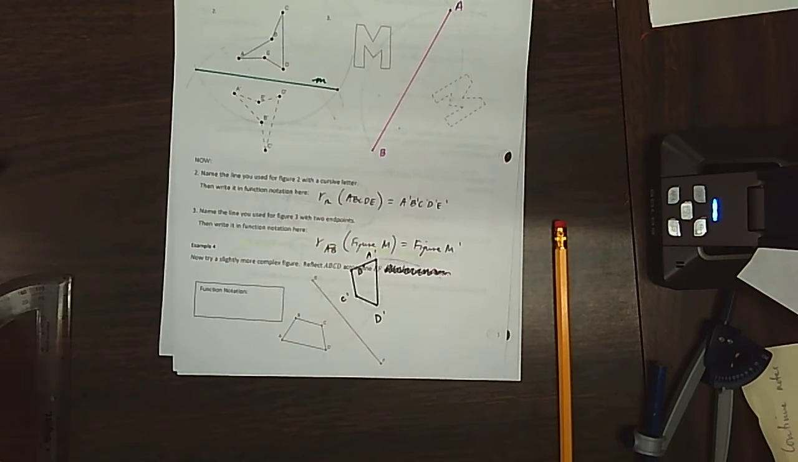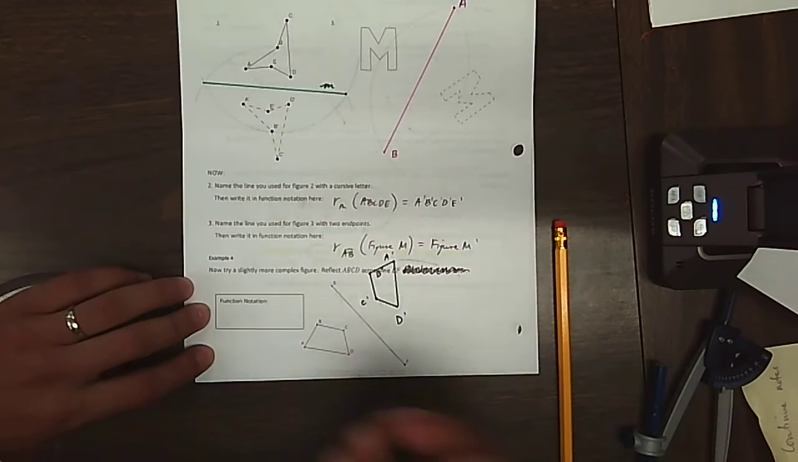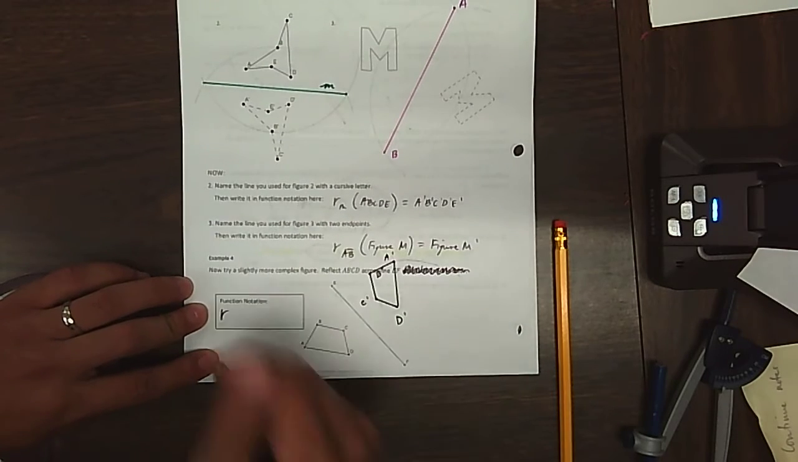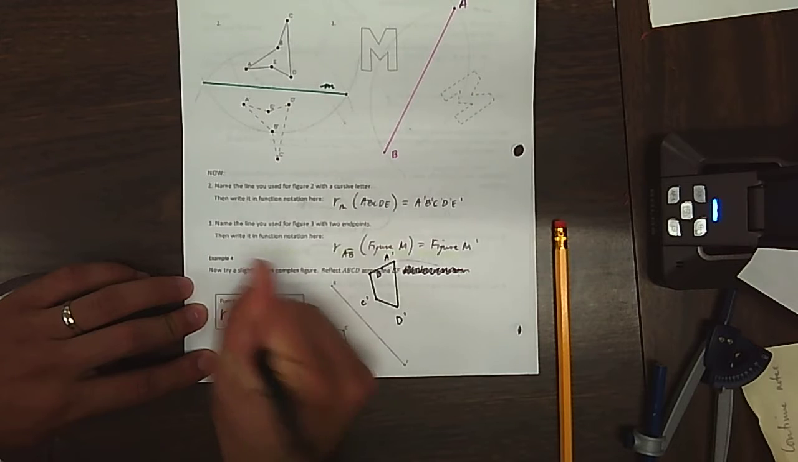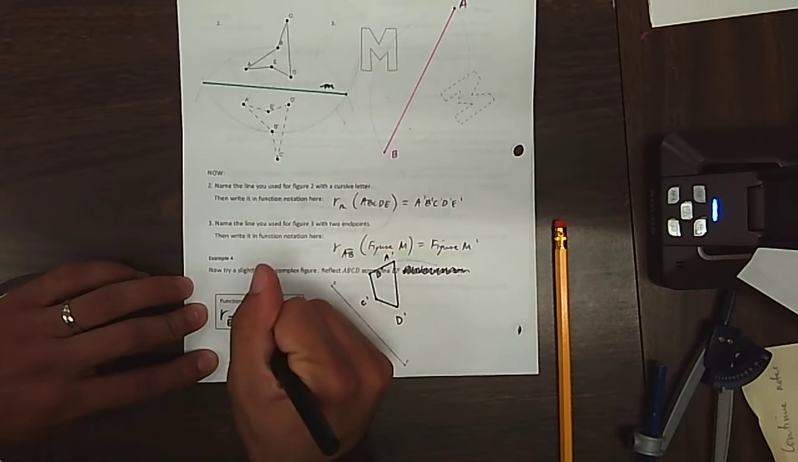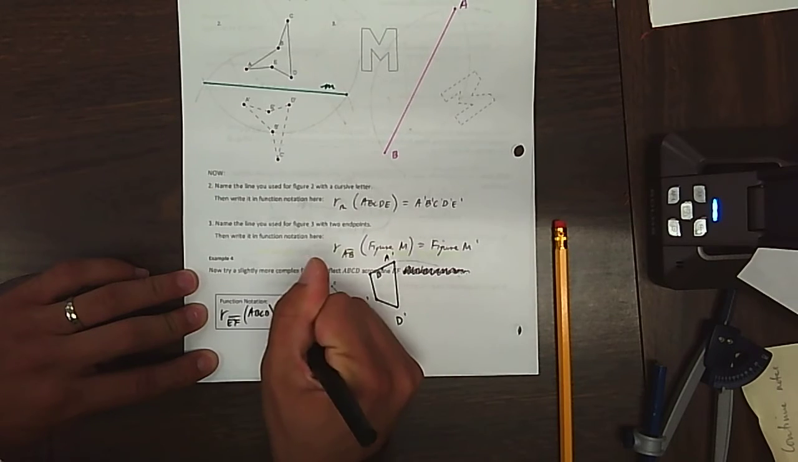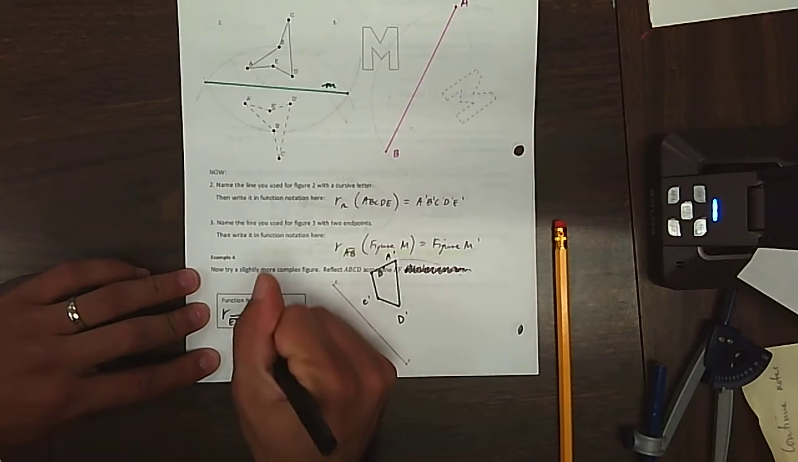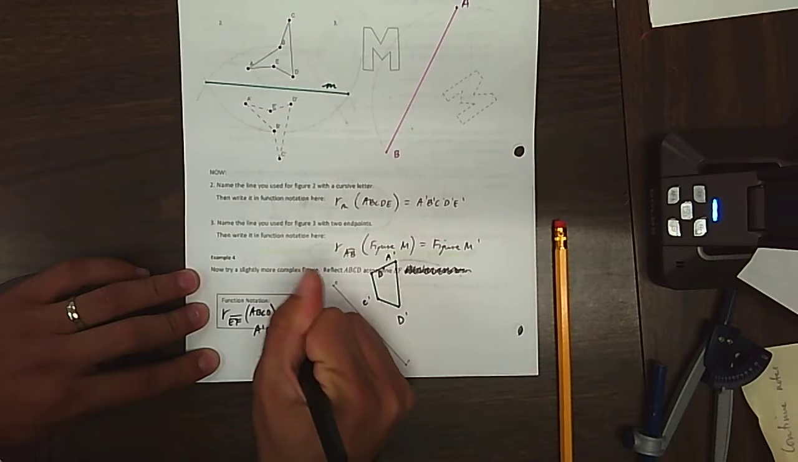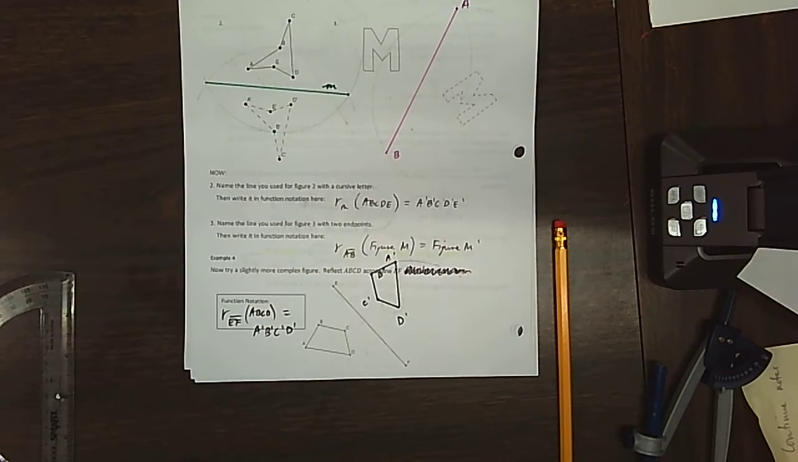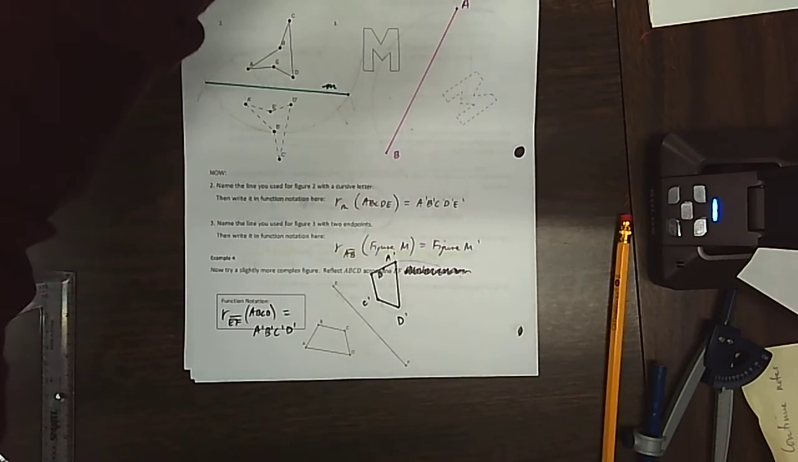Okay, and if I want to name this in function notation really quick, we would have lowercase r, that's a reflection, over line of reflection EF, and we reflected this quadrilateral ABCD. I ran out of space here, so I'm going to write it below. And we get quadrilateral A prime, B prime, C prime, D prime after the reflection.